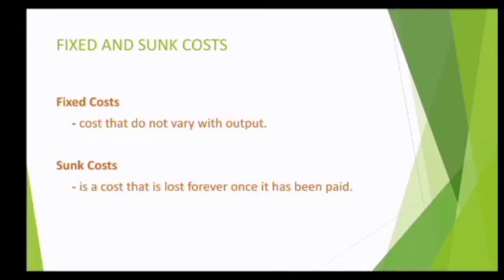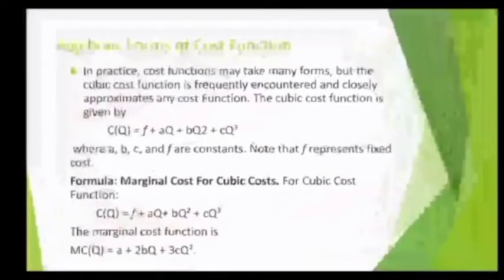So next is the algebraic forms of cost function. In practice, cost functions may take many forms, but the cubic cost function is frequently encountered and closely approximates any cost function. The cubic cost function is given by C(Q) = F + AQ + BQ^2 + CQ^3, where A, B, C, and F are constants. Note that F represents fixed cost.